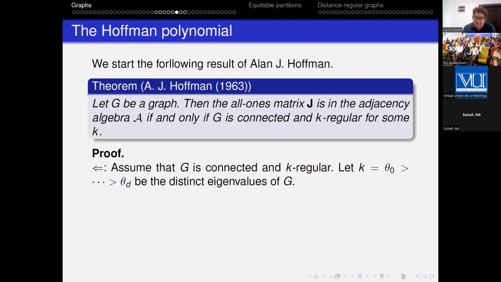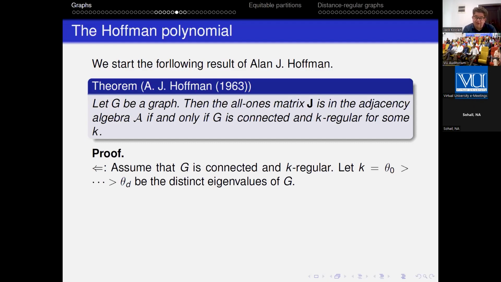So you take G to be a graph. Then the all-one matrix J is in the algebra A, that means the algebra that consists of the polynomials in A with integer coefficients. That's the algebra. I'm sorry, I did not define it. If and only if, so what we want to say is J is a polynomial in A if and only if G is connected and K-regular for some K. So we prove first the second part implies the first part.